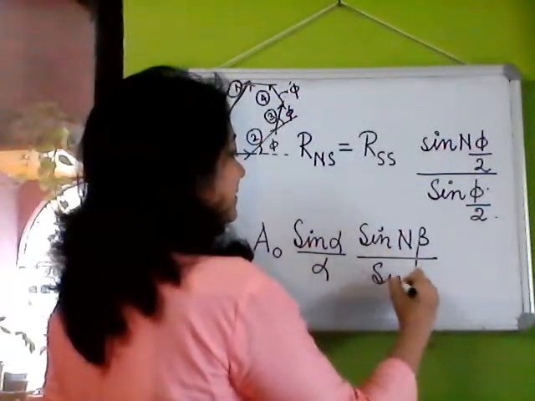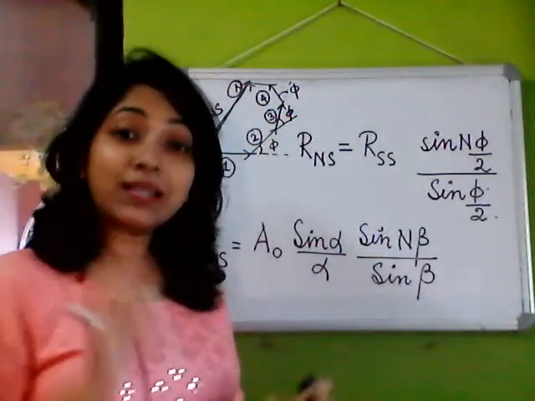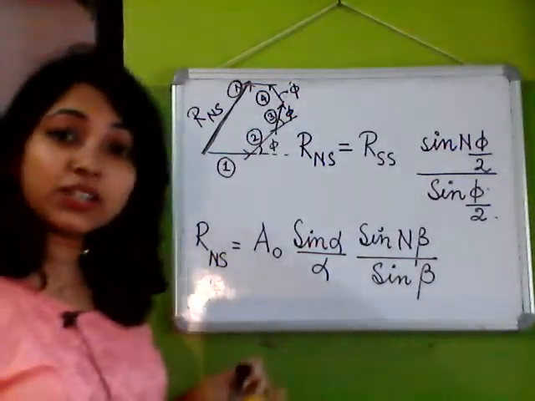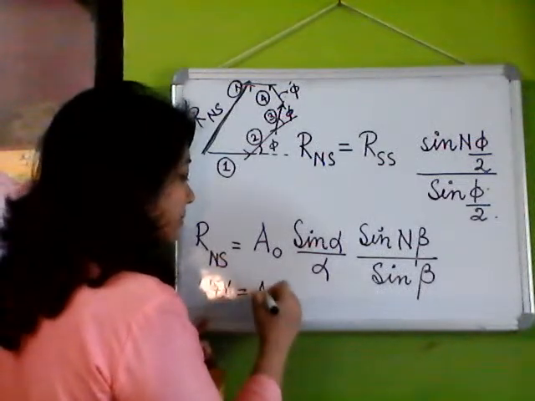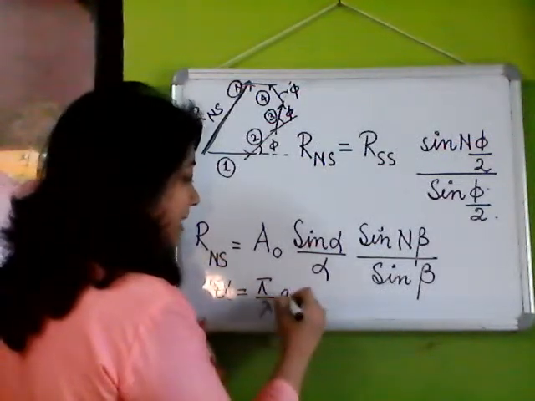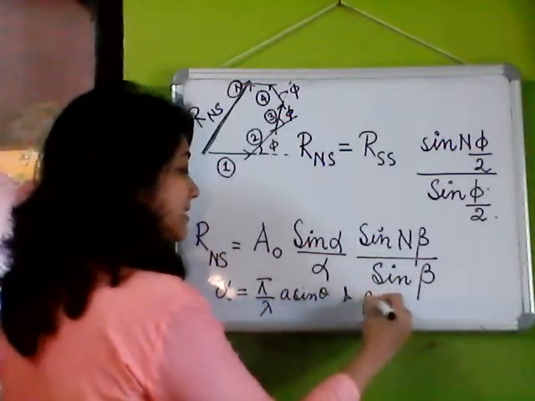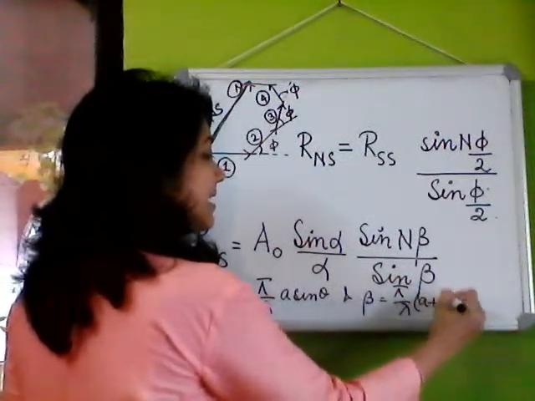by sine theta. Alright, and once again I will remind you that whenever you are writing this particular expression in your copies, do not forget to write that alpha is equal to pi by lambda a sine theta and beta is equal to pi by lambda (a plus b) sine theta.